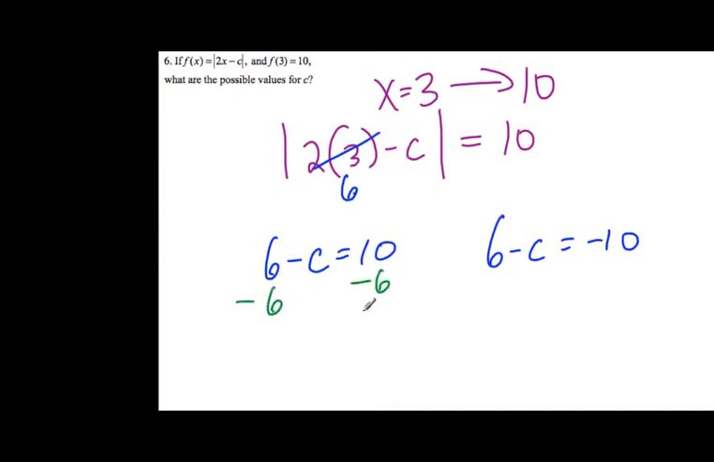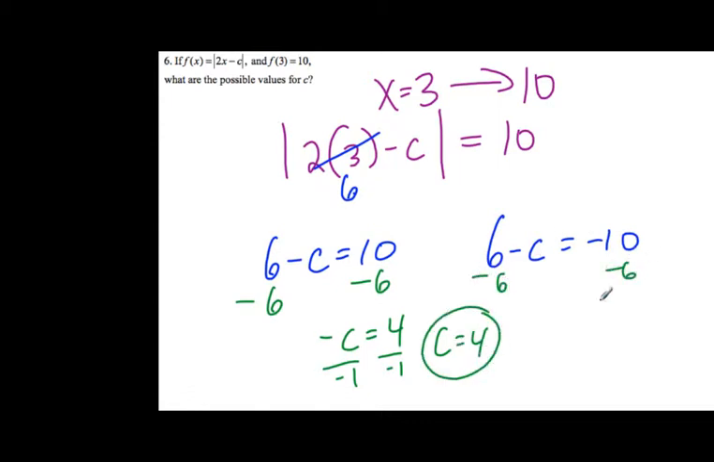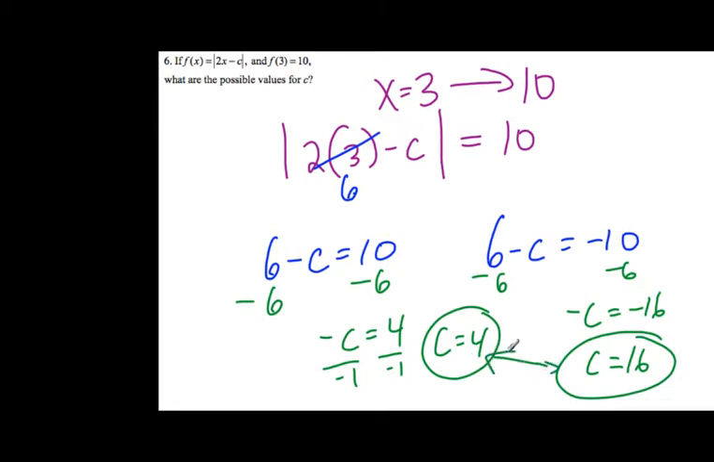Minus 6, so minus c equals 4, divided by negative 1. So c equals negative 4, that's one possible, and minus 6, so minus c equals minus 16, so c equals 16. These are the two possible answers for c. And the way that we did that is we used that rule that we know that when x is 3, then we're going to get 10. And then we just solved it like we normally would.